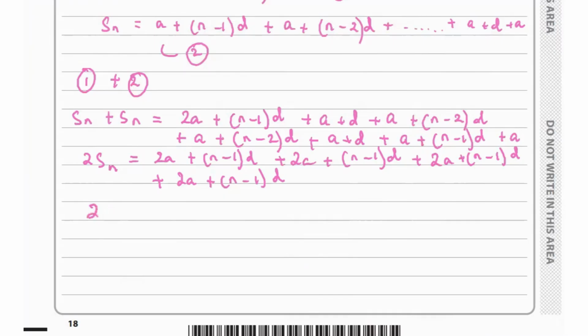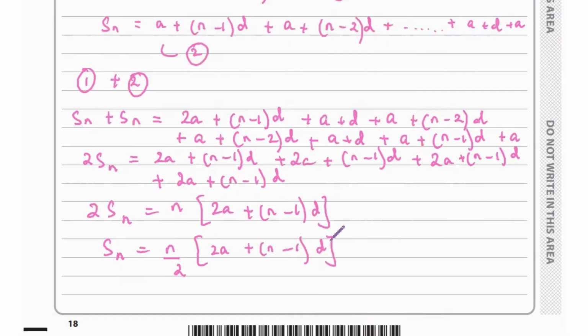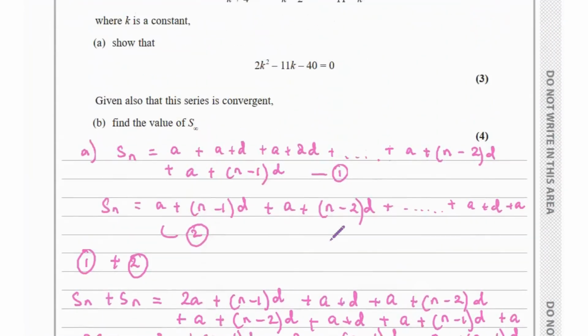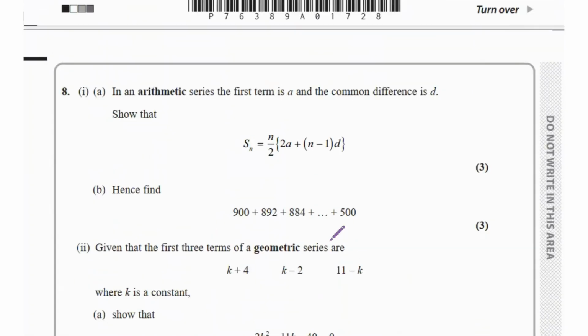So it's going to be 2Sn equals n times 2a plus n minus 1 times d. So Sn is going to be n over 2 times 2a plus n minus 1 times d. So that's your expression for the sum of n terms, as we were asked to prove in the question.